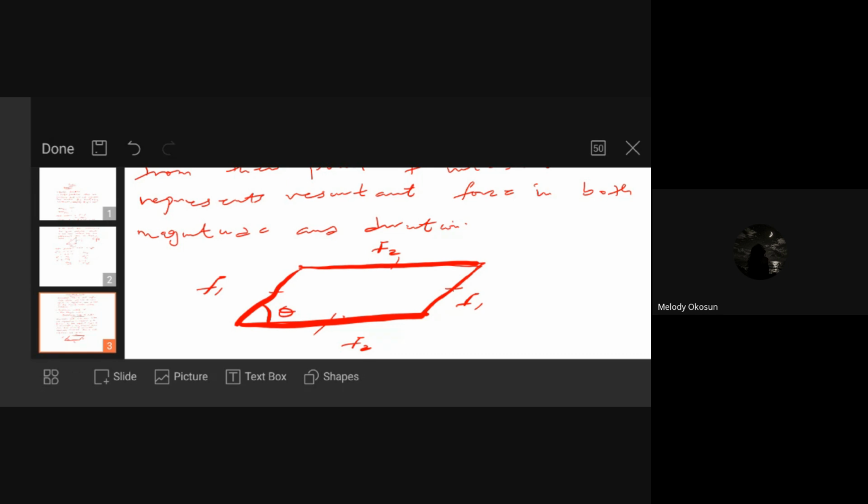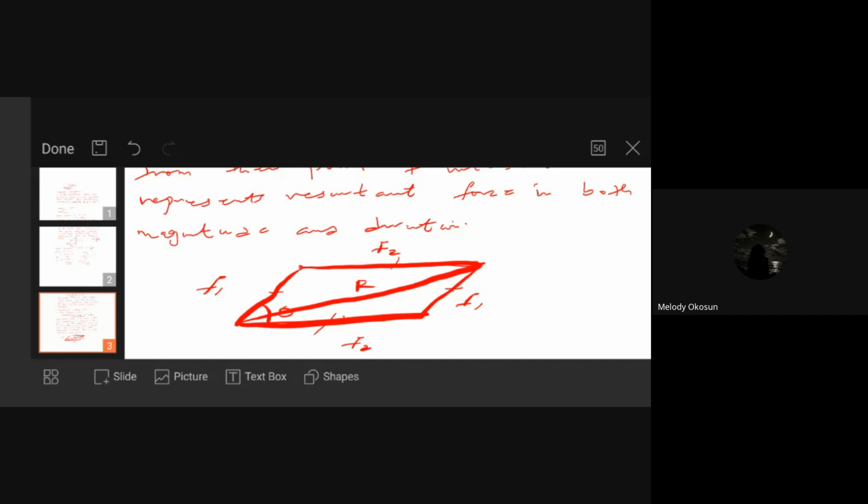So for these two vectors, the law says that anytime vectors are represented by the adjacent sides of the parallelogram, the diagonal is drawn from their point of intersection. If I trace a diagonal from one point to the other, that diagonal is called the resultant force, R.